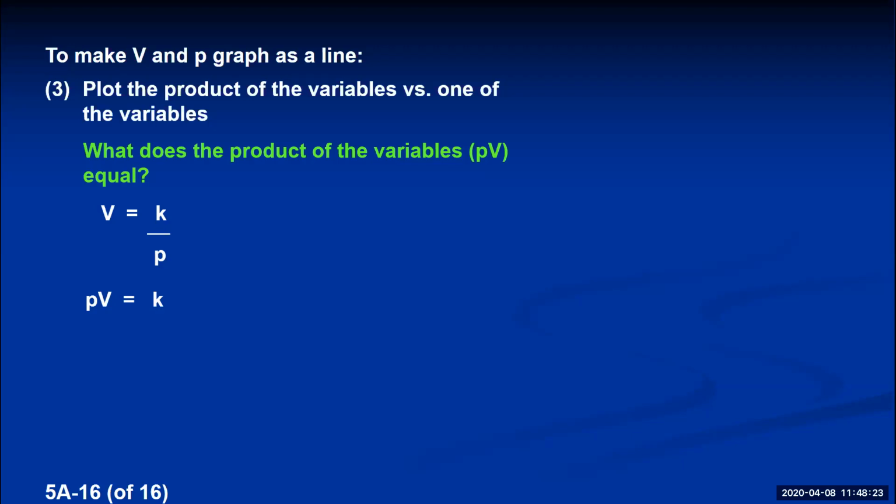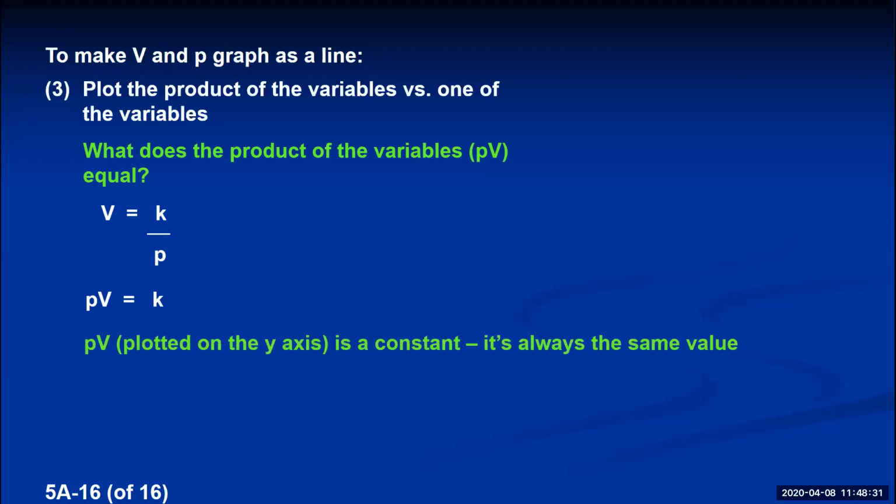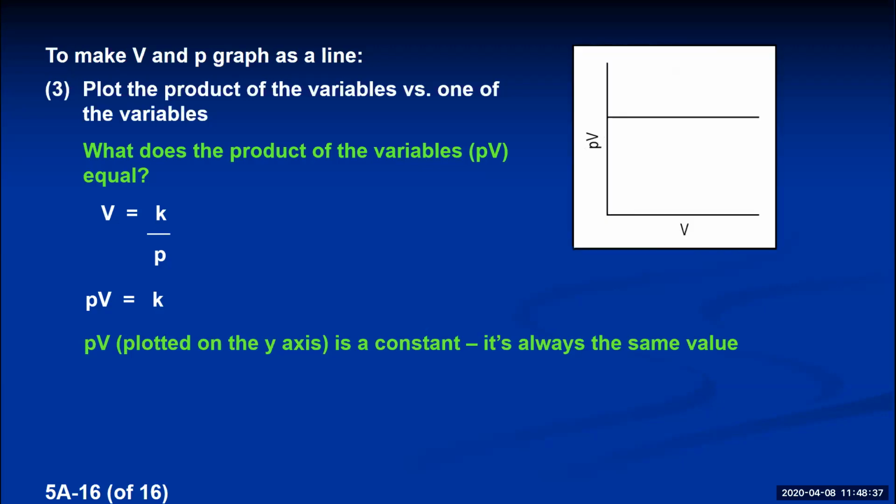Well, that means if you make a graph where you're plotting PV on the y-axis, the PV value will always be the same number. So P times V plotted on the y-axis is a constant. It'll always be the same value. So when you graph that, every single y value will be the same number. So as you vary your volume on the x-axis, you'll always have the same product of pressure times volume. And that's the third way in which you can make inverse data graph as a straight line.